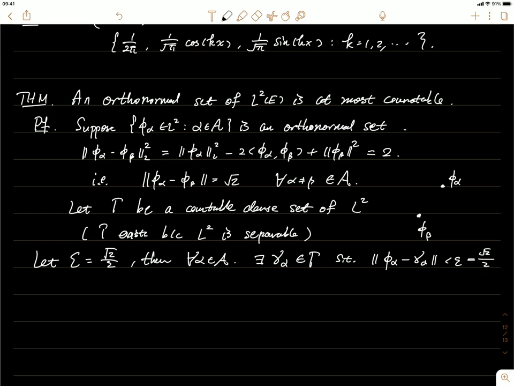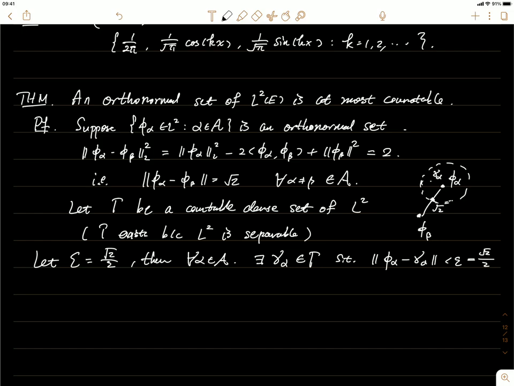And what this says is you know the length here is root 2, so I cut it in half. And then I draw this ball here. And know that within this ball, there's no other functions from that orthonormal set because the distance between every two distinct functions in that set is equal to root 2. Okay. So I know that within this ball, there is no other phi alpha or phi beta. On the other hand, I know that within this ball, I will be able to find this gamma alpha. All right? And apparently this gamma alpha is not going to be in any other balls centered at any other phi alphas, right?